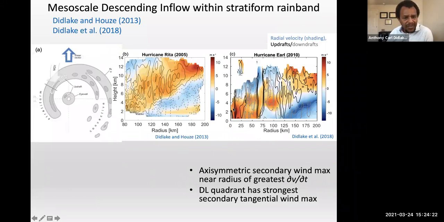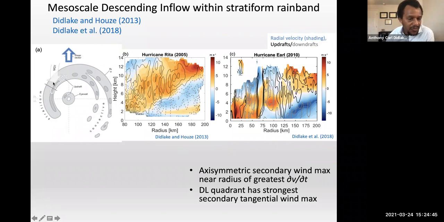All right, so a couple of studies that I've done in the past looked at how the stratiform rainband in this rainband complex, generally in the left of shear part of the storm, plays a role in changing the overall structure of the storm, and how it plays a role in secondary eyewall formation.